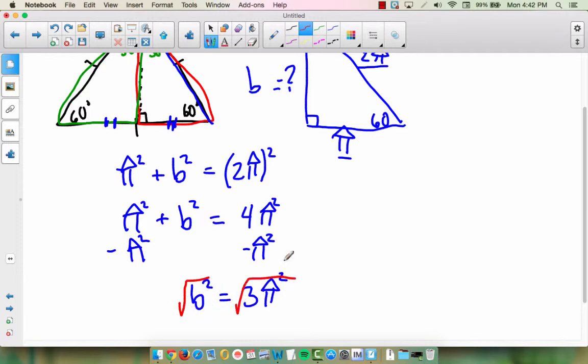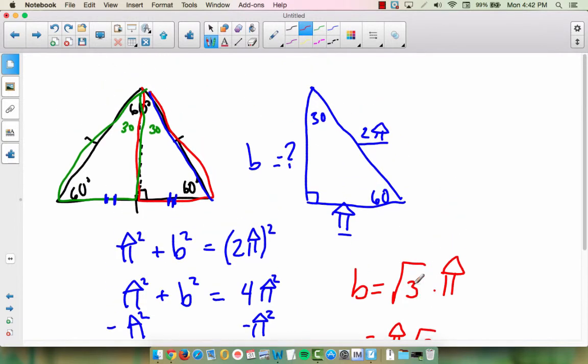What is the square root of b squared? That's b. What's the square root of 3? Don't know. It's not a nice number, so I'm just going to leave it as the square root of 3. And then what is the square root of x squared? That's x. Rewriting this, cleaning it up, we could call it x root 3. And now if I go back to my triangle, I now know what this side is. This side is x times the square root of 3.